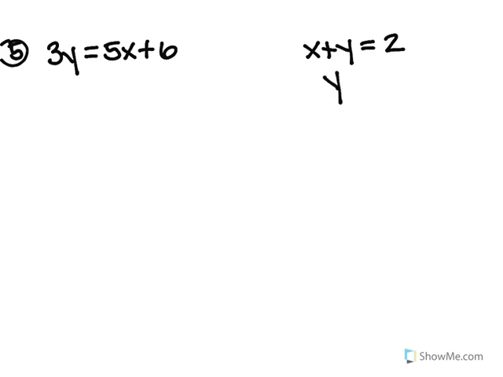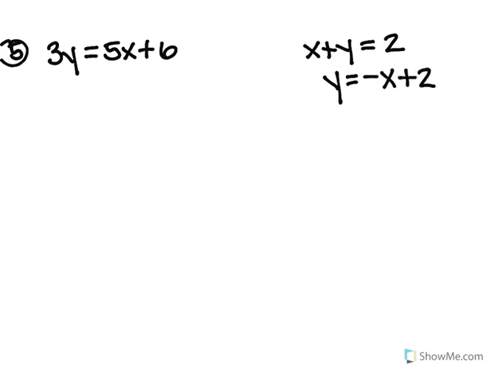Example 5. 3y equals 5x plus 6, and we have x plus y equals 2. So here, the second one, both x and y have coefficients of 1. So it doesn't matter which one you solve for. If you're in the habit of solving for y, solve for y. If you want to solve for x, solve for x. So I'm going to solve for y. And that means I'll have negative x plus 2.